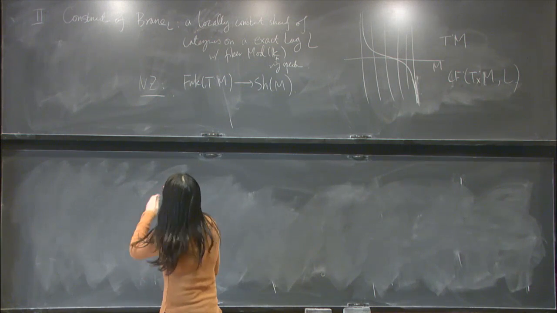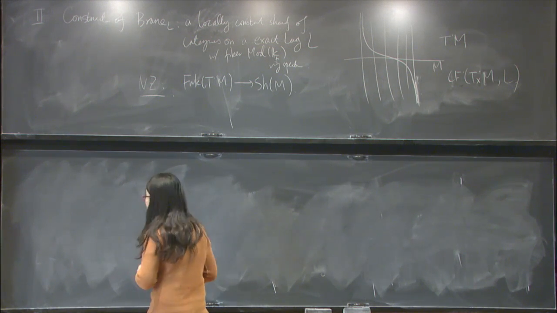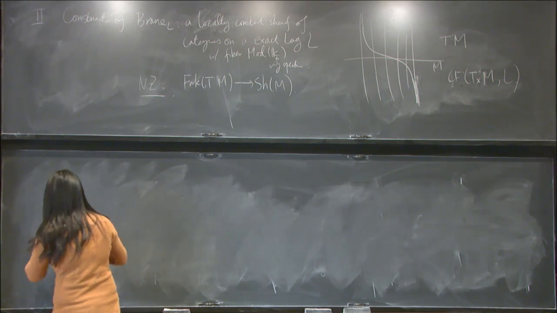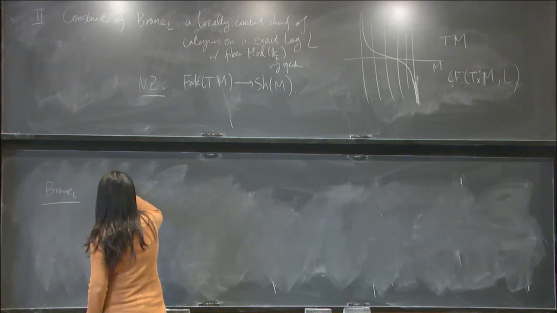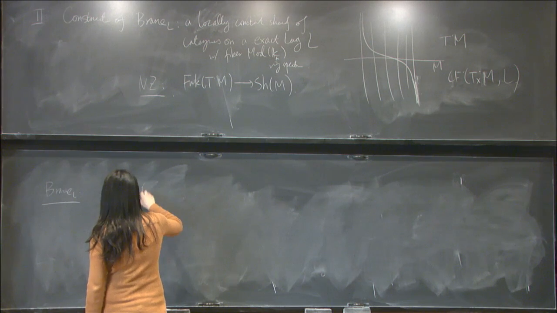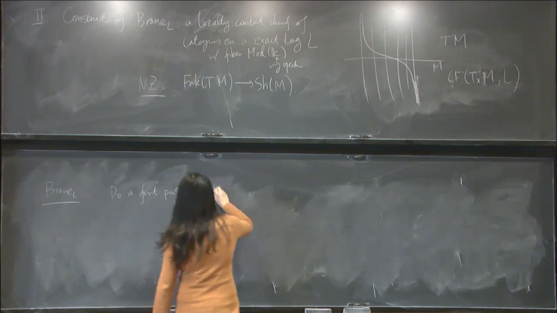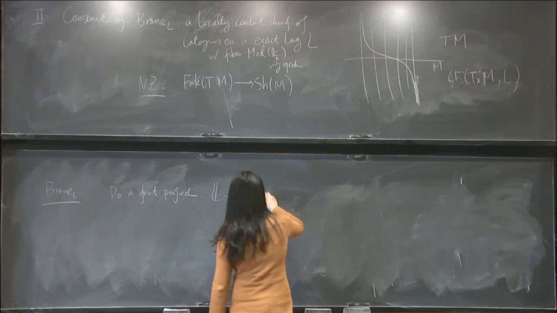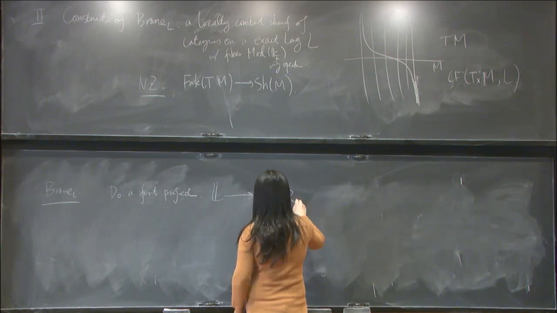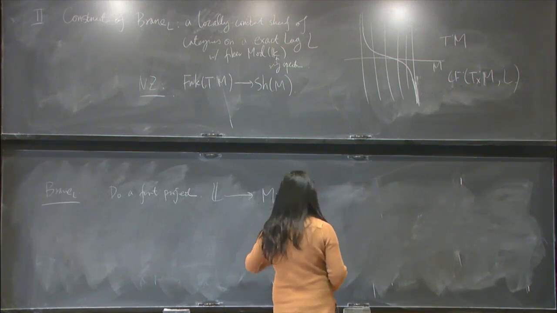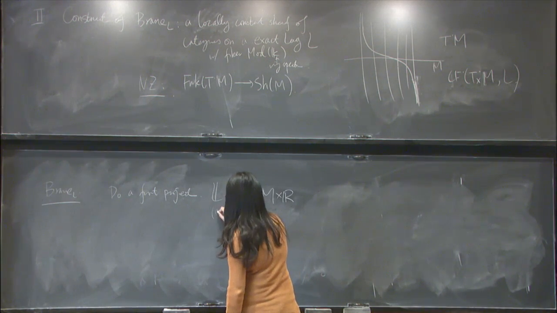Now let's construct this brane L. So we do a front projection, L to M cross R. Namely, just remember the (q, t) coordinates. So it's (q, p) here.